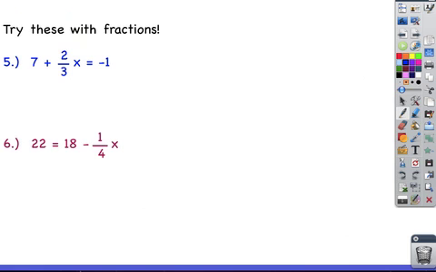Now try these with fractions. Don't let the fractions scare you. Pause the movie and resume when you're ready.